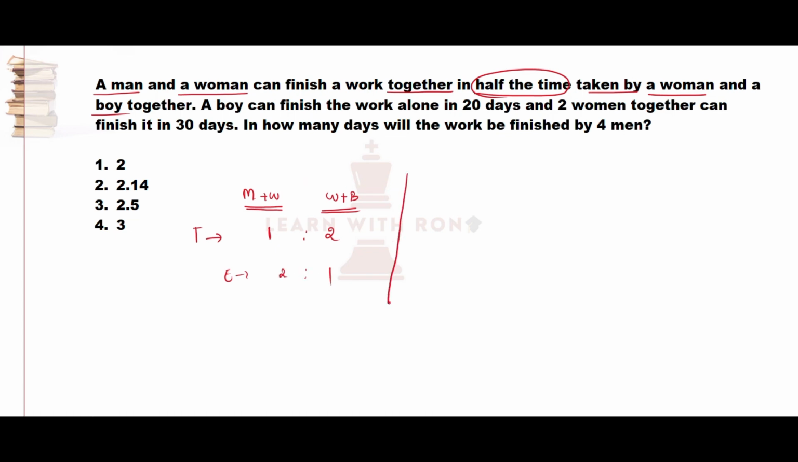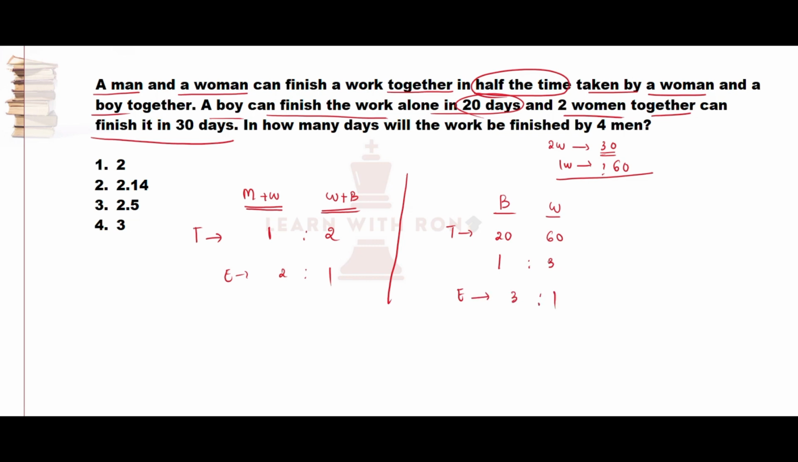Okay. See the next part. A boy can finish the work alone in 20 days. So for the boy, time is given as 20 days. And 2 women together can finish it in 30 days. See here, if 2 women together can complete a work in 30 days, how many days for 1 woman? Twice this time, right? 60 days. So 1 woman's time taken is 60 days. Time ratio how much? 1:3. So efficiency ratio is 3:1.